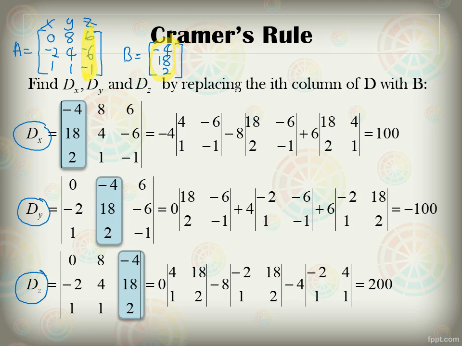If you look here, I always expand the first column. I expand the first column here, find the determinant by expanding the first column. Same goes to this one, I expand the first column. And this one, I also expand the first column. But it is not always the first column. You can choose the row and the column. Any row, any column is okay.